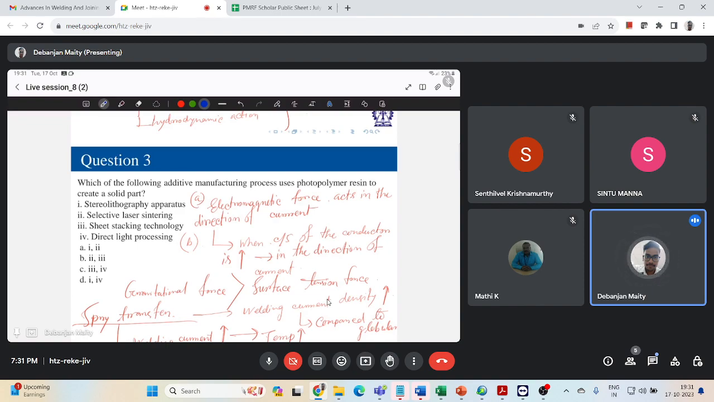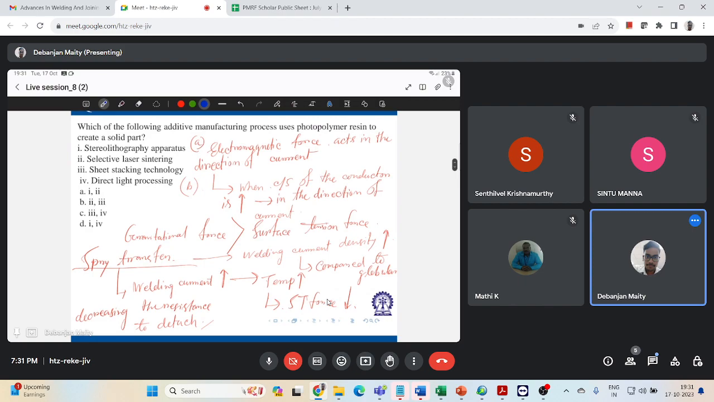I have not talked about direct light processing, and I am also not aware of this method. Anyhow, direct light processing is mostly used for polymer resins also. These two are for metal, right? Selective laser sintering and sheet stacking. So 1 and 4 are correct.